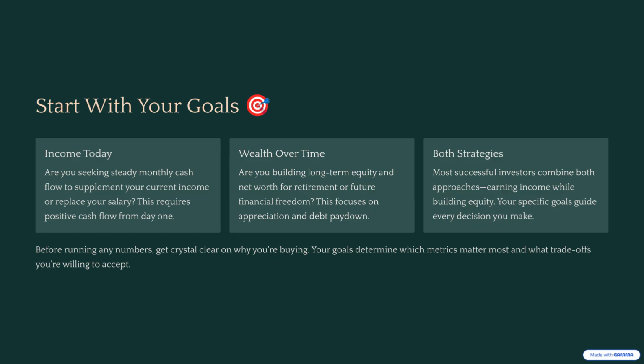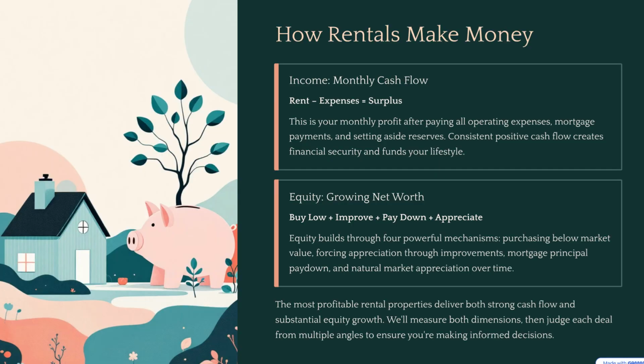Start with your goals. Before you run any numbers, get clear on why you're buying. Ask yourself, are you after income today? Steady monthly cash flow to replace or supplement your income? Wealth over time? Building long-term equity and net worth for future financial freedom? Or both? Earning income now while building wealth for the future. Your goals determine which numbers matter most and what trade-offs you're willing to accept.